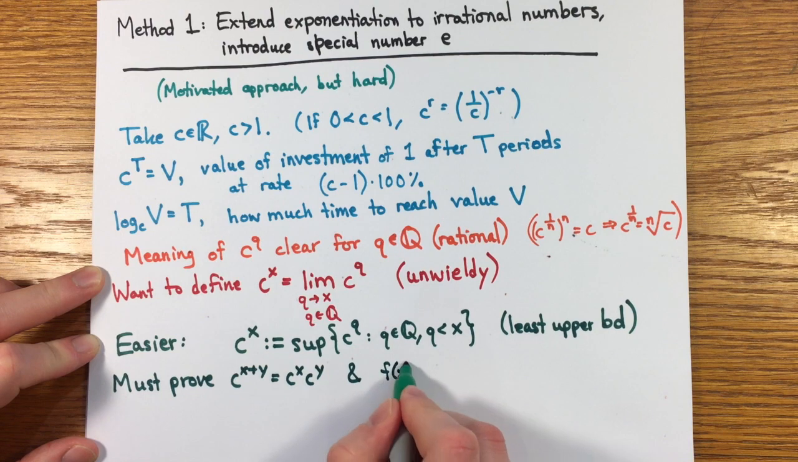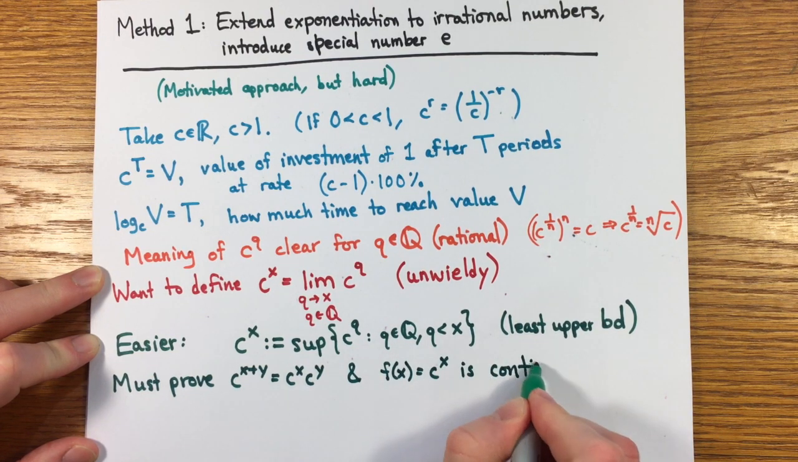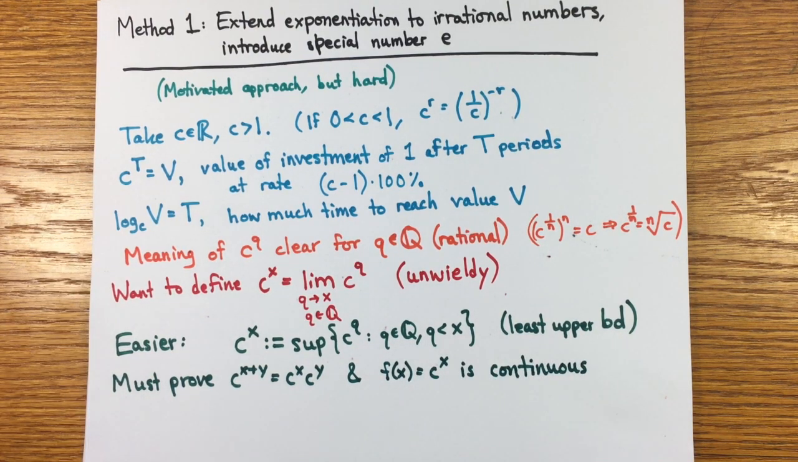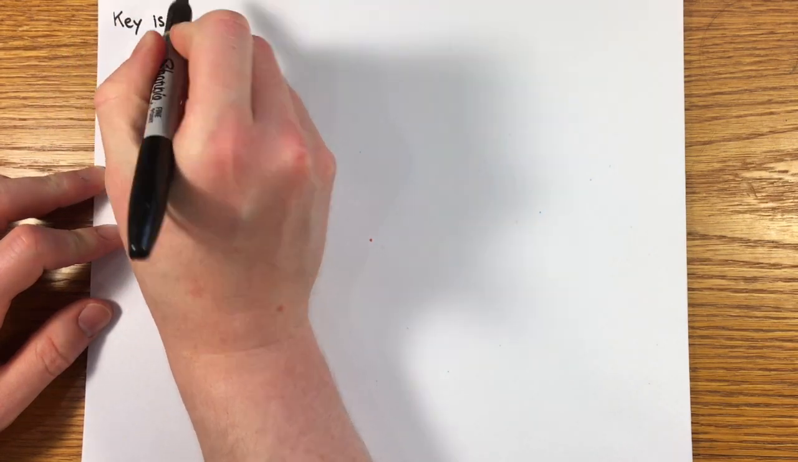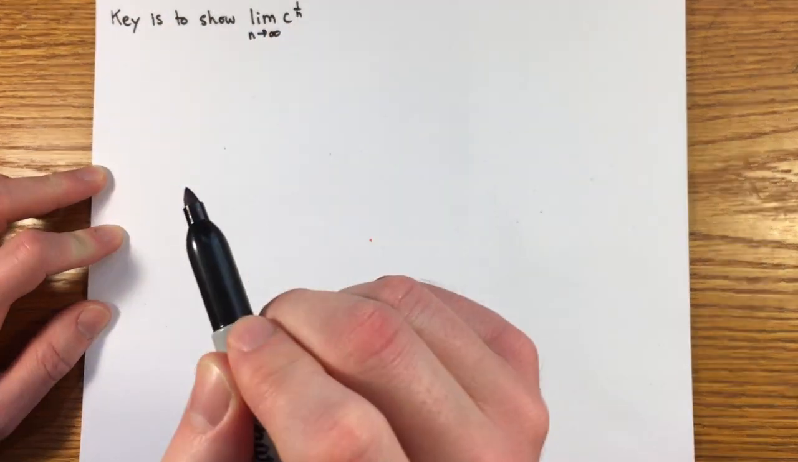This is a point of theory which is not usually emphasized in a calculus class, but it's what you need to make sense of extending exponents to irrationals. The thing is, now you've got to show that c to the x plus y equals c to the x times c to the y for arbitrary real exponents, and you also want to show that c to the x is continuous. The main point is to show that the limit of c to the 1 over n is 1 as n goes to infinity.